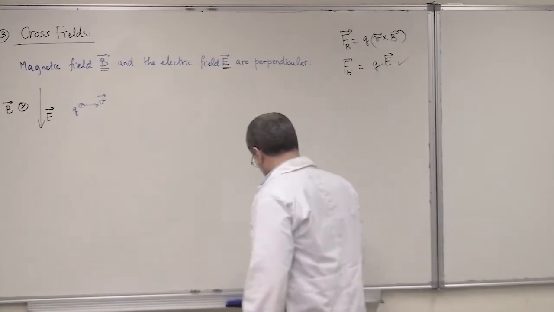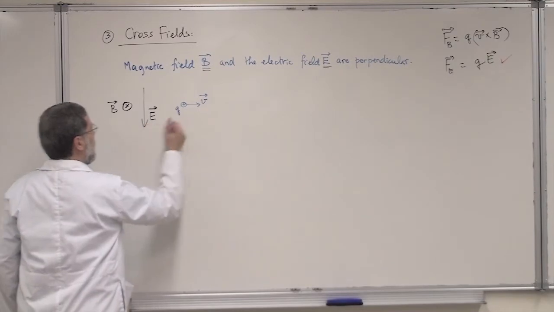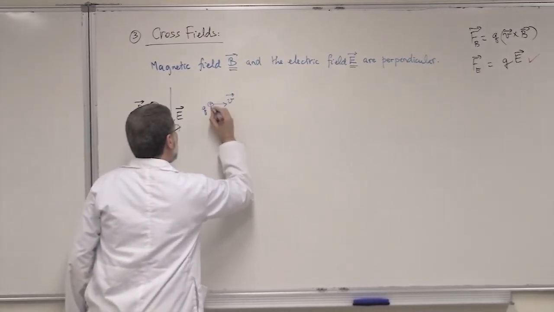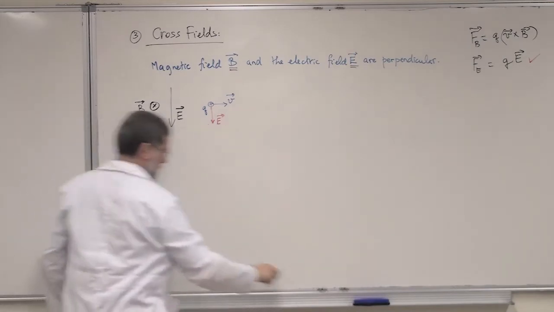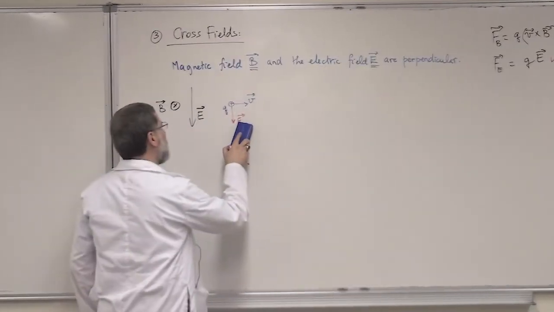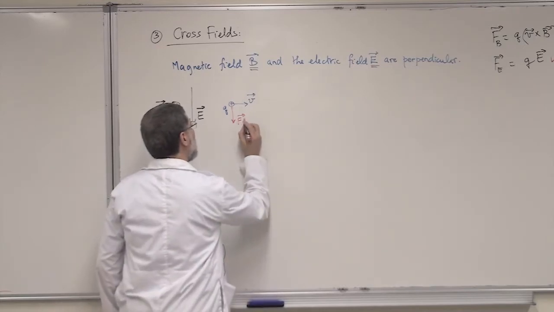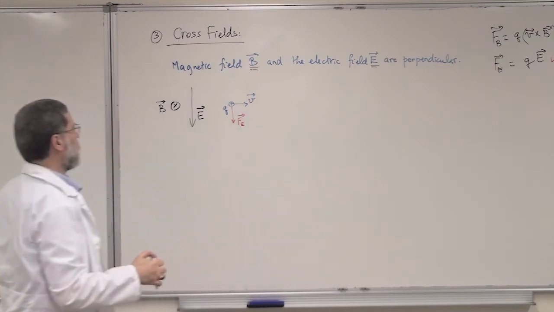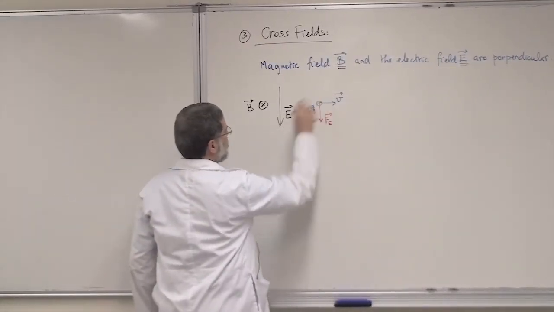Let's look at the electric force, because it's easy to find. For the electric force, you look at the sign of the charge, you look at the electric field, the electric force will be downward, like this. Okay? That's the electric force. Let's write here Fe. That's the electric force. It has the same direction as the electric field because the charge is positive.